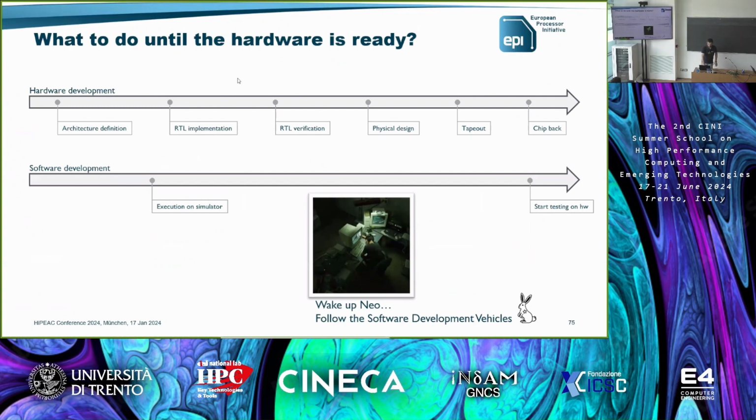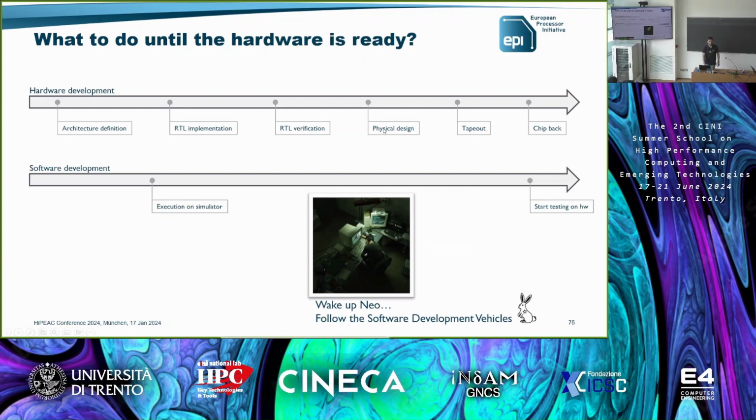The process of building hardware is long. I don't know if you are familiar with it, but you have to define the architecture on the blackboard. Then you have to do the RTL implementation. Then you have to do the RTL verification because there are bugs, right? So you have to simulate that everything that you wanted to be there is there.